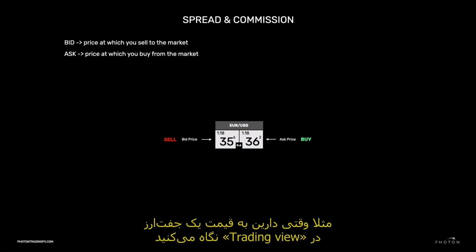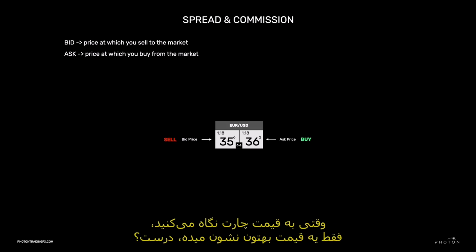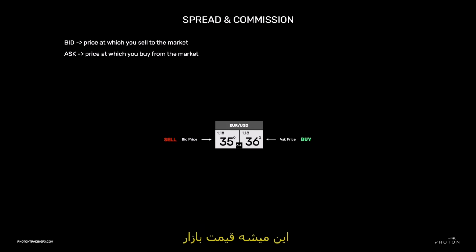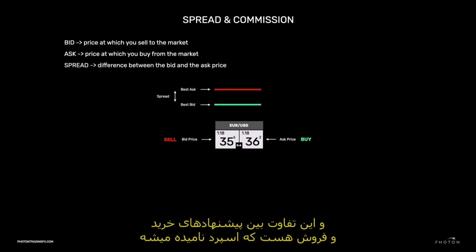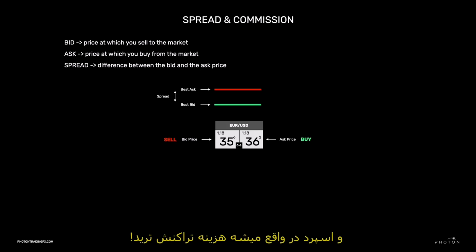So when you are looking at a price quote on TradingView, for example, when you're looking at your price chart, you will only ever see one price on the right-hand corner that the price is at, and that is essentially the market price, or in other words, it's the mid price. So that's halfway between the bid and the offer. And it's this difference between the bid and the ask price that is known as the spread, and the spread is essentially the transaction cost of trading.